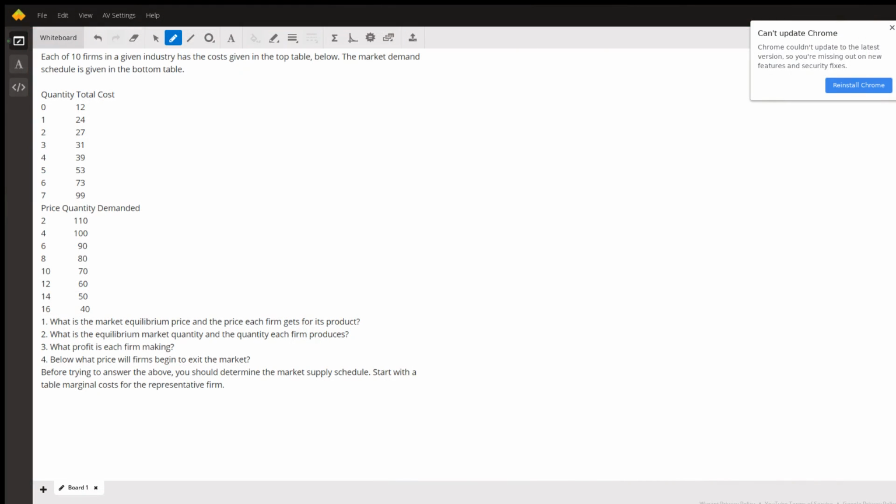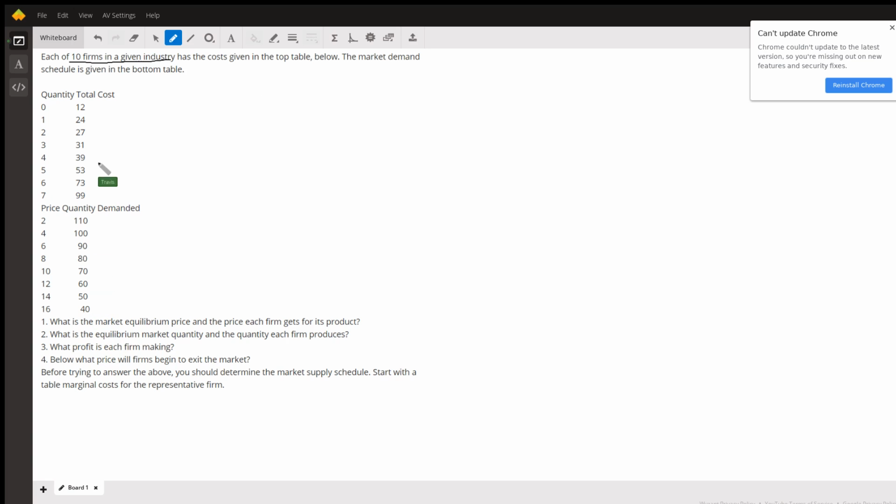Hello, we've got a microeconomics problem to solve. We've got an industry with 10 firms, okay? And since they all have the same costs, that's a tip-off that we're talking about perfect competition. So it's a perfectly competitive market, and we're looking for a price-taking type situation.